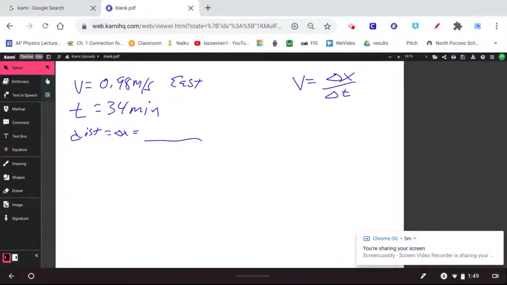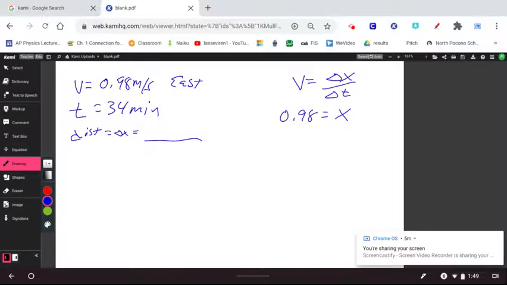So at this point, you plug in your numbers. You get 0.98 is equal to x. Remember, we have to convert here. So to convert minutes to seconds, you are going to do 34 minutes times blank minutes. Put it in the denominator so it cancels out. We want seconds. Put what we want in the numerator. Put what we're getting rid of in the denominator. At that point, you would have 60 seconds per 1 minute.